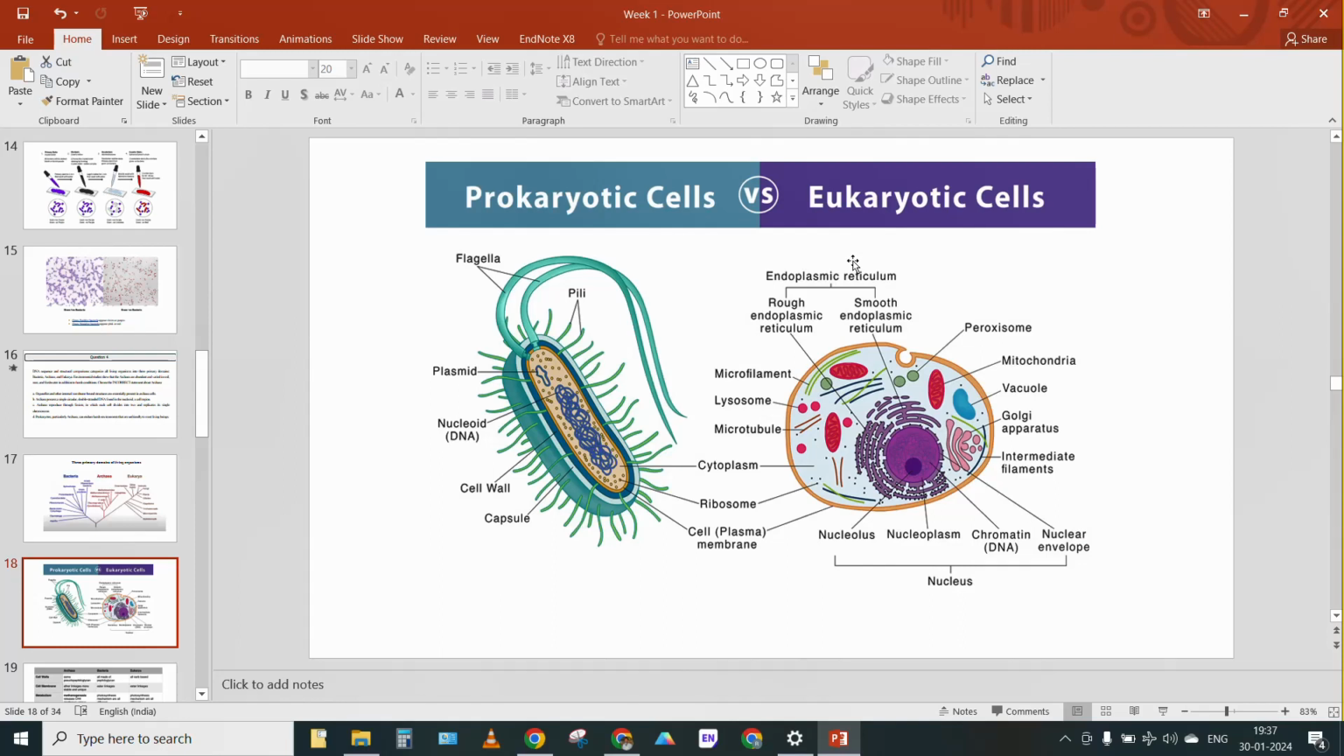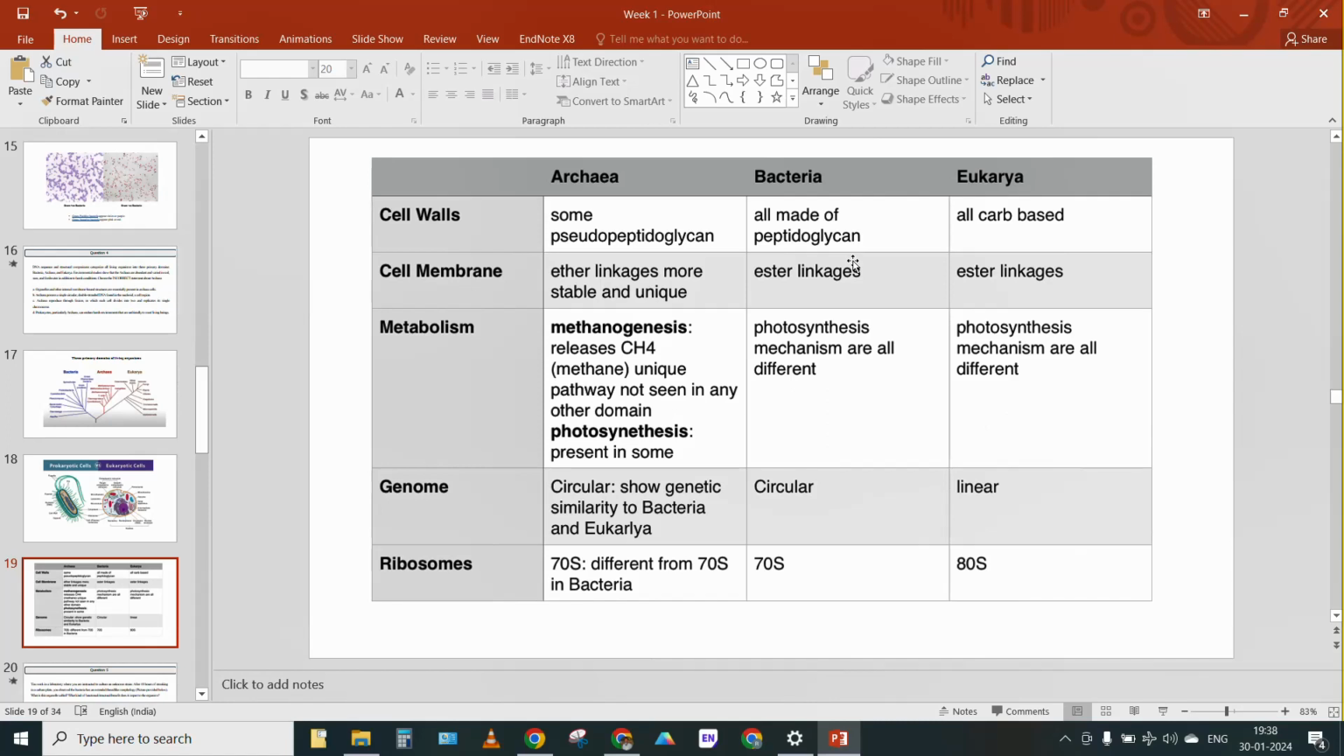Further, eukaryotic cells have membrane-bound organelles such as the endoplasmic reticulum, Golgi apparatus, and mitochondria, each compartmentalized to carry out specific cellular functions. The chemical composition of the cell membrane and the nature of cellular processes also exhibit variances, underscoring the fundamental differences in molecular architecture between prokaryotic and eukaryotic cells. Moving further, this is the classification of archaea, bacteria, and eukarya based on cell wall, cell membrane, metabolism, genome, and ribosomes.